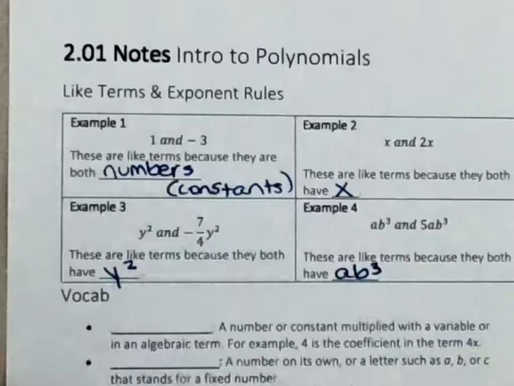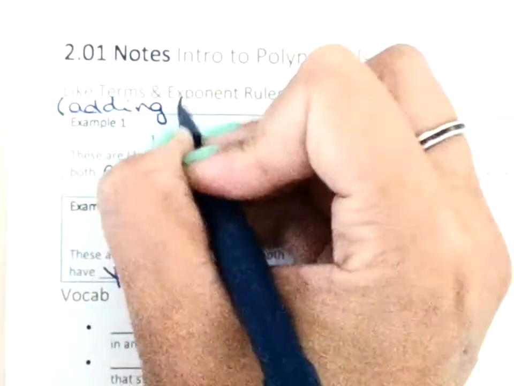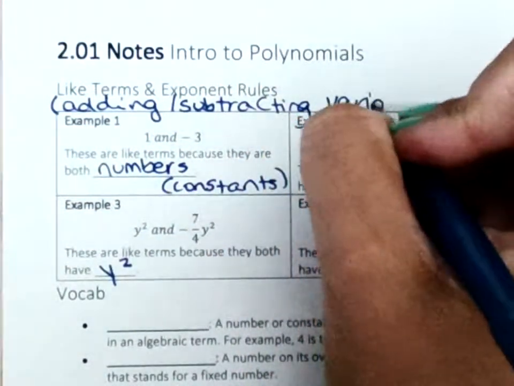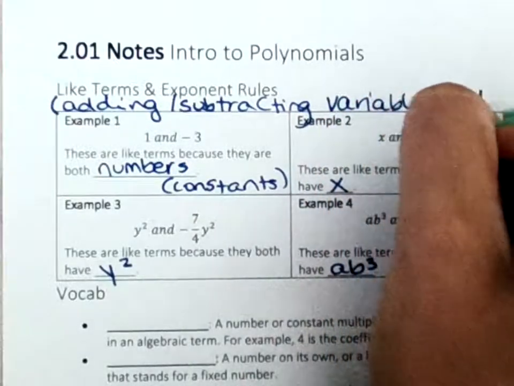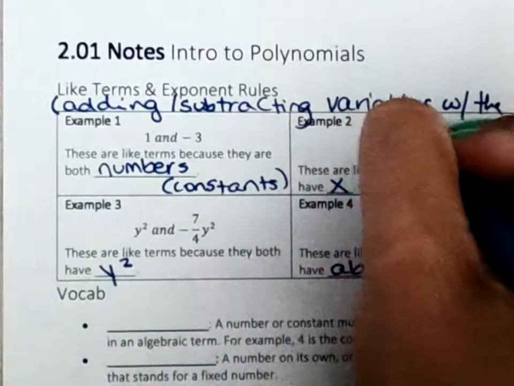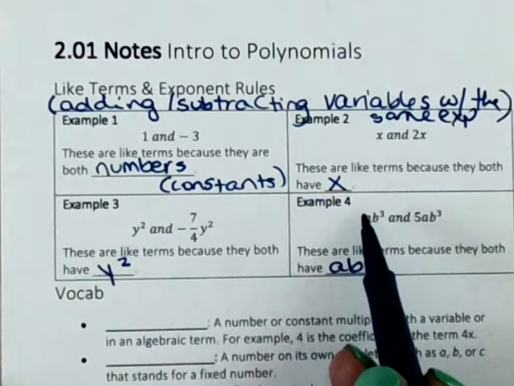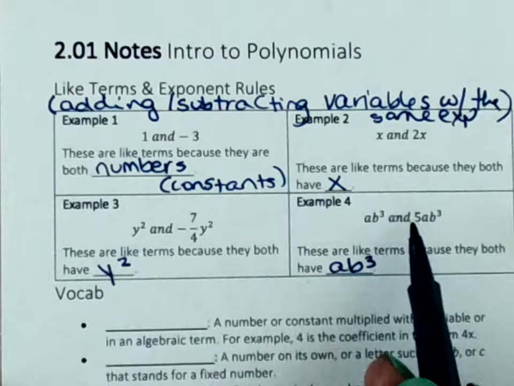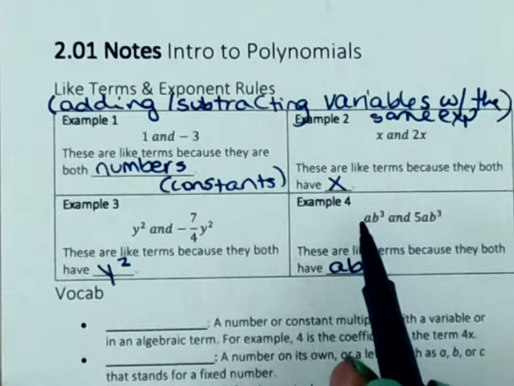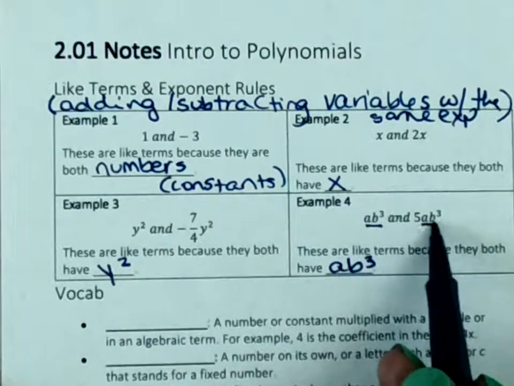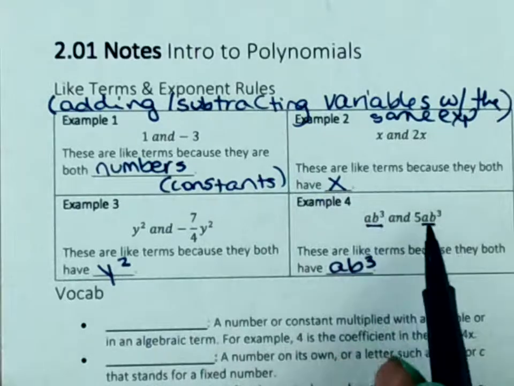So remember, like terms has to do with adding and subtracting variables with the same exponent. So they have to have the same letter and the same exponent. So a to the 1, b to the third. Over here we have 5a to the 1, b to the third. They're both like terms because they have the exact same variables, a and b, and they have the exact same exponents, 1, 3, 1, 3.